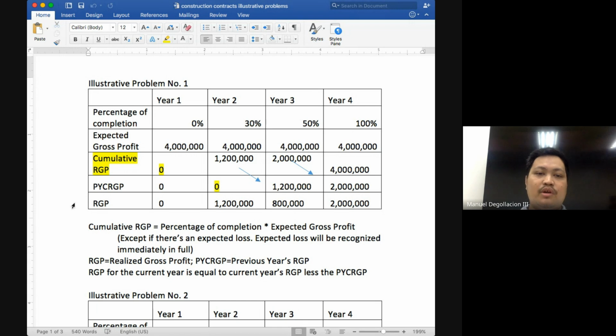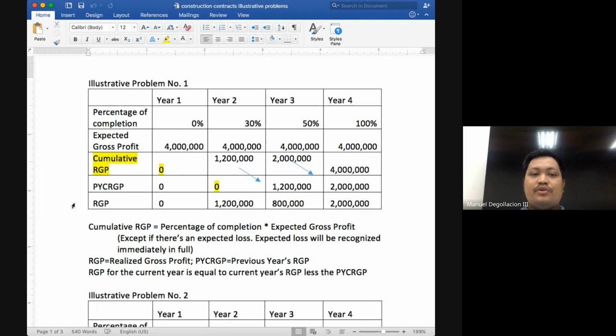Let's proceed to year 2, class. After year 2, you are asked, how much is the RGP for year 2? What are the two things you need? Again, percentage of completion and the expected gross profit. But again, let's be clear, class. Do you expect these two things to be directly given in the problem, class? The answer is no. But why am I giving it to you here in the first illustrative problem? Just for us to master first the process of solving your RGP. Later on, we'll have problems wherein the percentage of completion and the expected gross profit are not given.